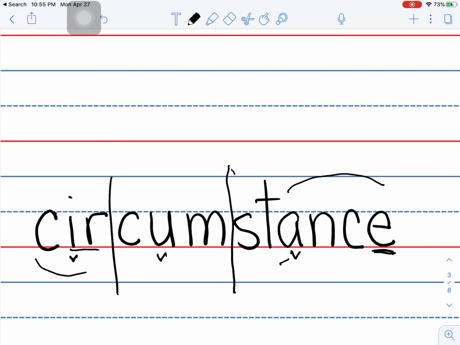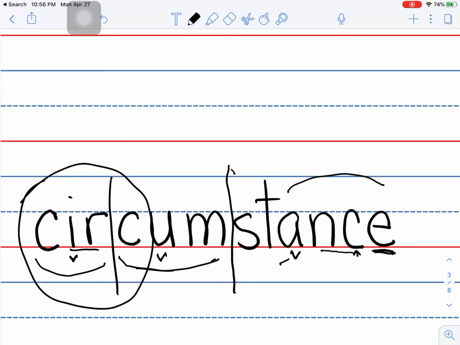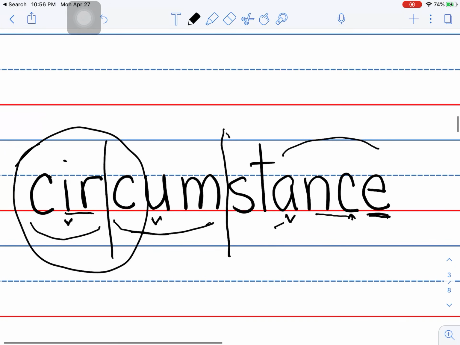Okay, let's read this. The C says S in front of an I, so this is sir, come, sir, come. What's this E doing here? It's not making the A say A because it rarely jumps over 2 consonants. But it's making the C say S. Remember, because C says S in front of E, I, and Y. So this syllable is stance. Circumstance. And the idea comes from this root, like a circle. Circumstance means you kind of look around and see what's happening around you. What are your circumstances? Take a look around in a circle. What's happening around you? Circumstance.